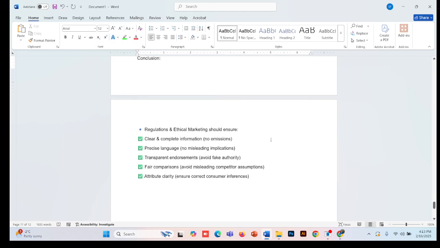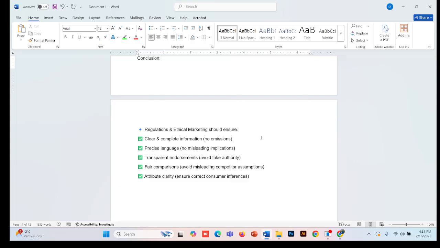So here is the key takeaway. So we can have a look at it. For the first deception, omission, clear and complete information should be used. The second deception, semantic. The advertisers have to be very careful about the use of their wording. They have to use precise language and no confusing words.